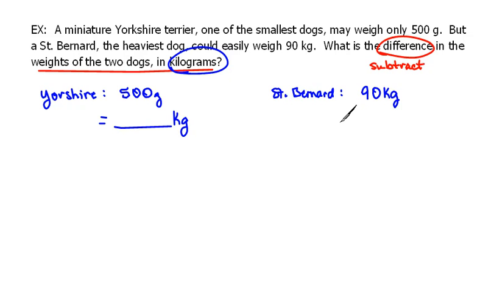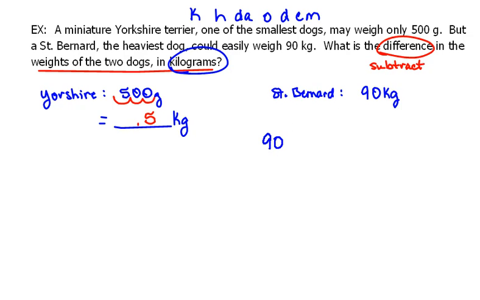So if you'll remember from your mnemonic device, we could write out our prefixes. And now if I want to go from grams, which is our original units, to kilograms, I would have to move 3 spaces to the left. So moving 3 spaces to the left would put that as 0.5 kilograms. Now they're both in the same units and we can do the subtraction.